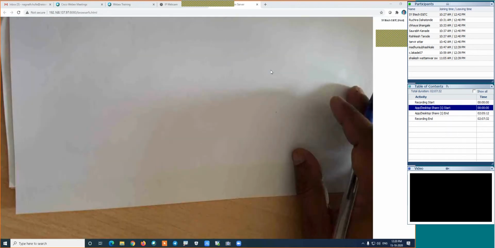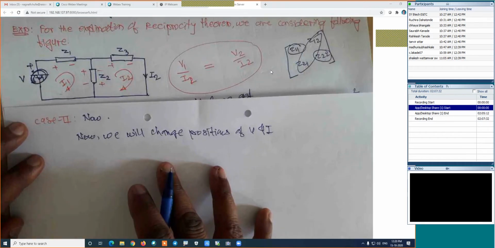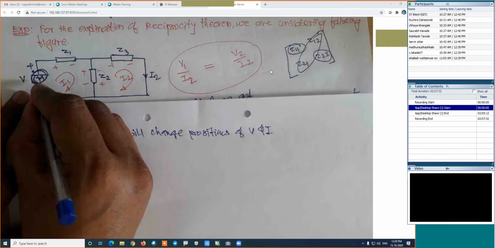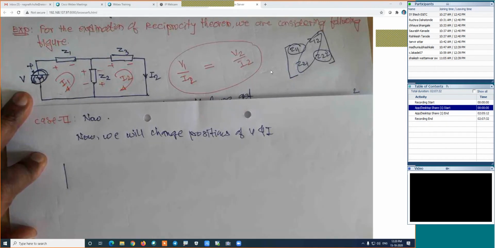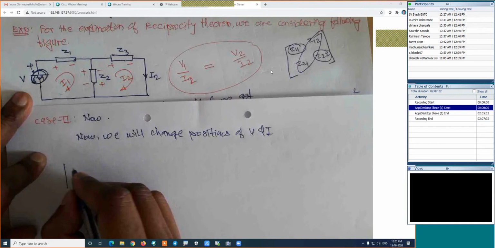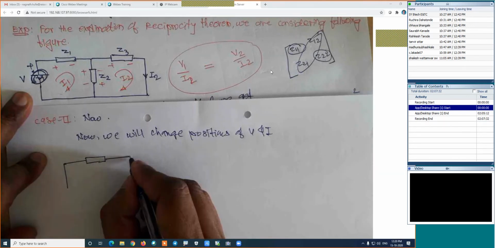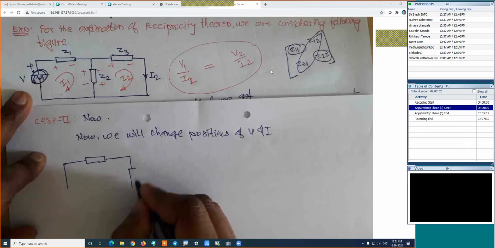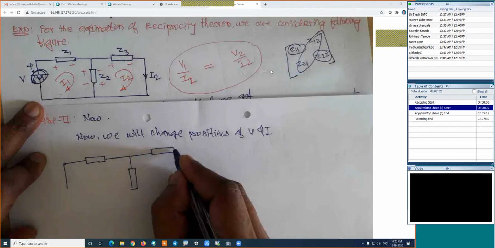I will draw the figure. How is the figure? Look carefully. The figure will be something like this. I am calculating the current here right now. This is the current in which I am interested. Is it right? This will be the impedance. This impedance will be the same, and this impedance is again the same.